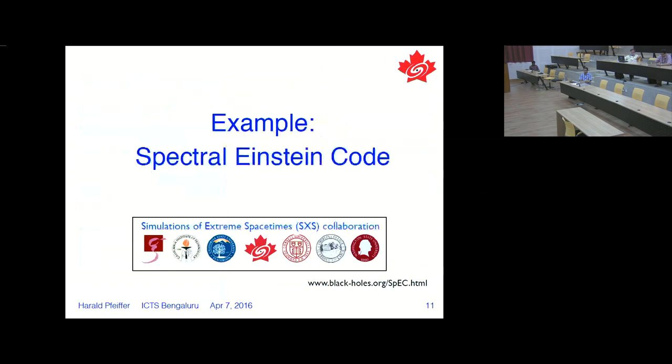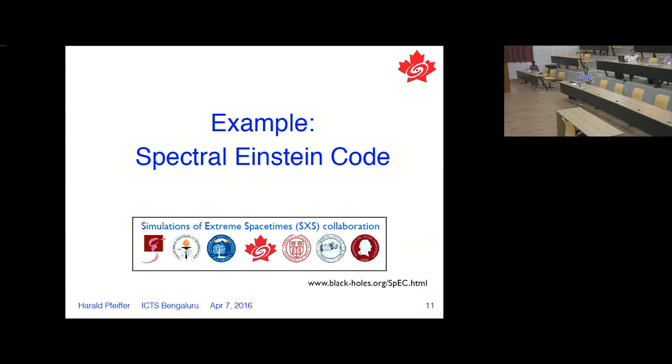So, as one example of an evolution code, I'd like to introduce for a few slides the SpEC code. Slide 11 spells out the name Spectral Einstein Code and gives the main collaborators of our collaboration: Caltech, Cornell, CITA, AEI, Fullerton University, and Washington State University.